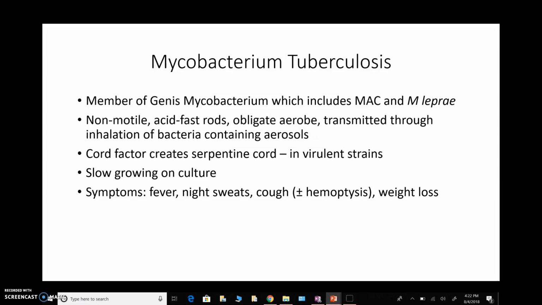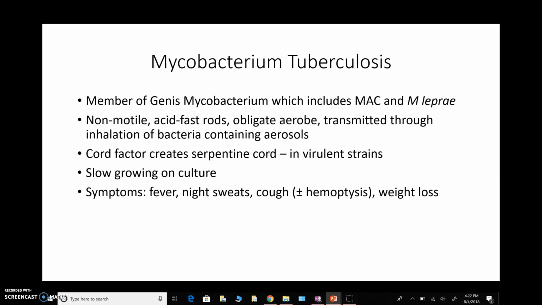Oftentimes, it's difficult to actually get a culture, and that is the one way to definitively diagnose tuberculosis. Other ways that they'll often use is an acid-fast bacilli smear. They may also do nucleic acid amplification, and we'll talk about those a little bit later with diagnosis.